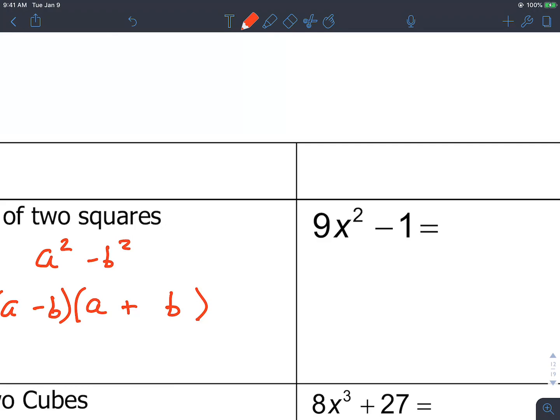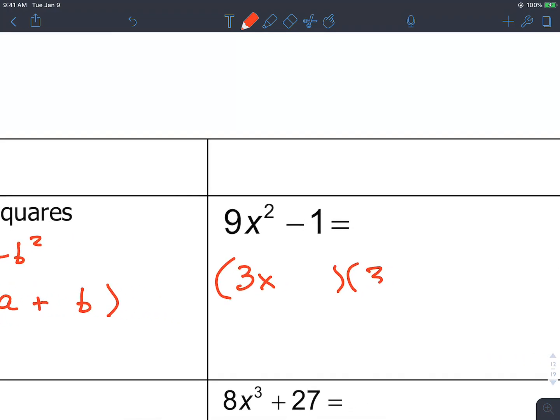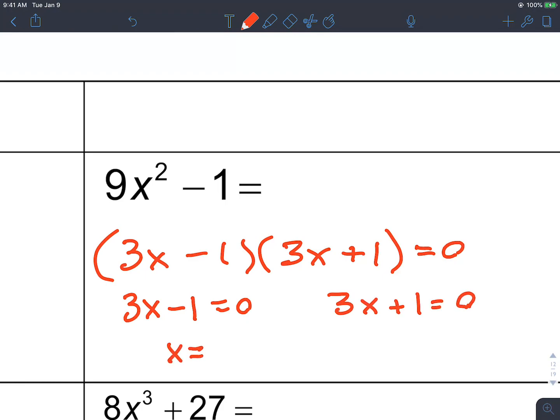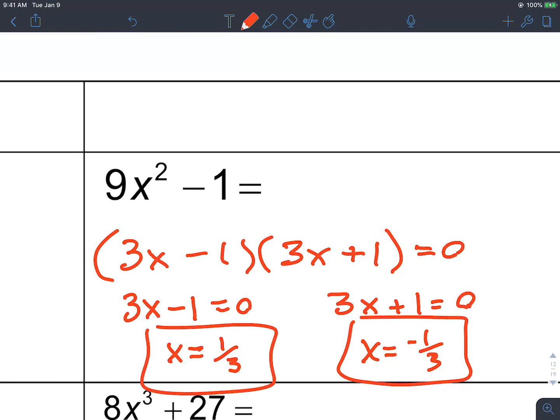So in this case, what times what gets us 9x squared? We can say 3x and 3x at the front of our binomials. Then you'll have negative 1 times positive 1, which gets you the negative 1 right there. Then set them equal to 0, split, and solve individually. For the first one, you get positive 1/3. For the second one, you get a negative 1/3 as well. So there you go.